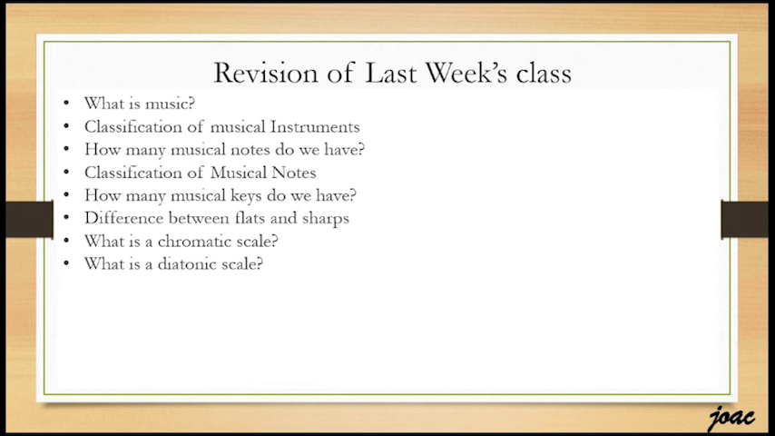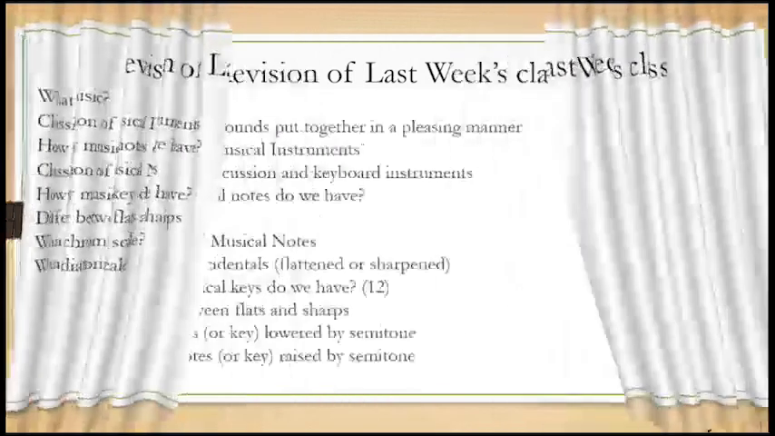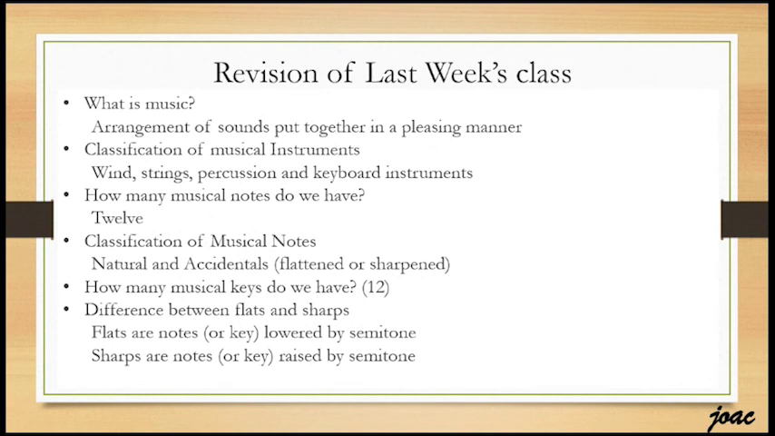So what is chromatic scale? A scale of equal notes. It's a scale of equal notes. So how about diatonic scale? Just give example of diatonic scale. The normal do, re, mi, fa, sol, la, ti, do. All right. Appreciate yourself. That's good. All right. So let's just rush through.